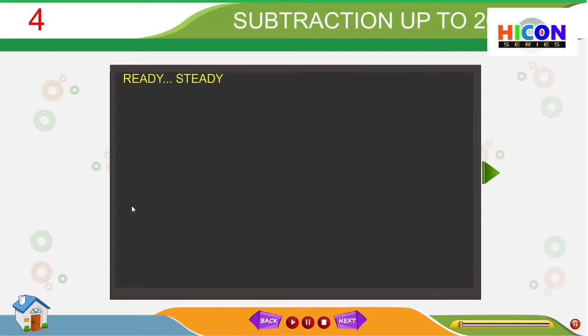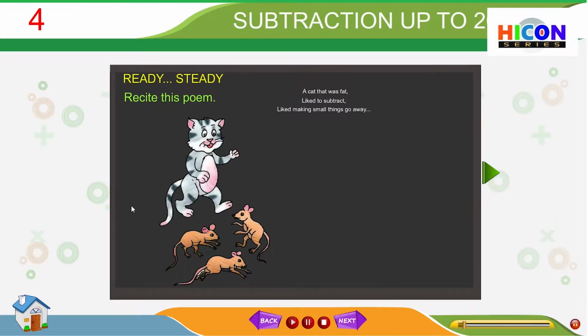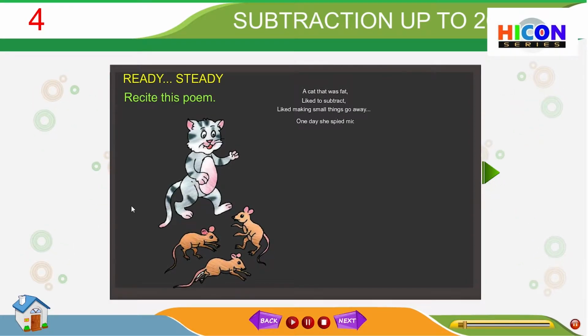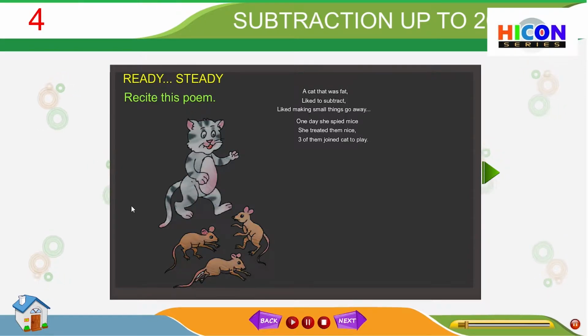Ready, steady. Recite the poem. A cat that was fat, liked to subtract, liked making small things go away. One day she spied mice, she treated them nice. 3 of them joined cat to play.